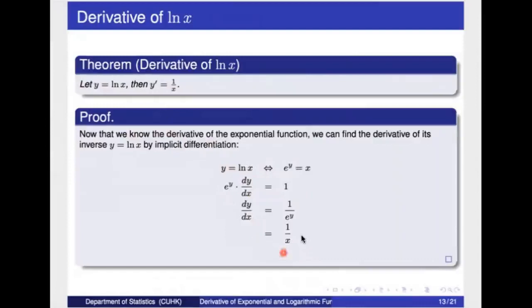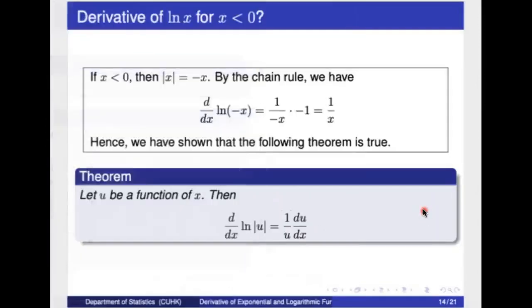1 over x. What about the derivative of ln x for x less than 0? Let's consider a special case. If x is less than 0, then the absolute value of x equals -x.